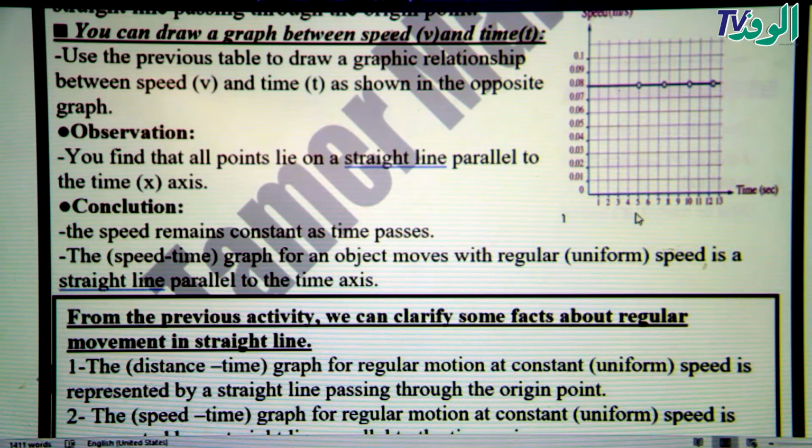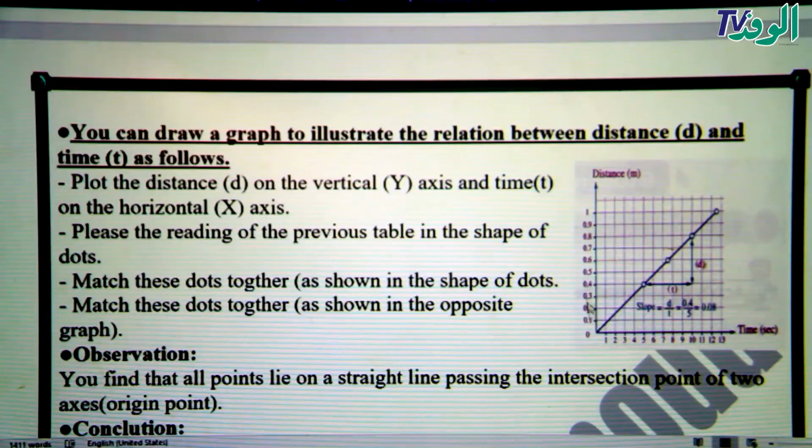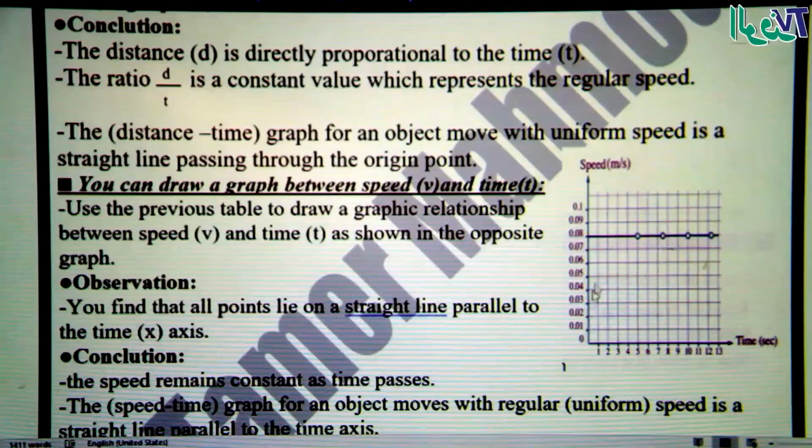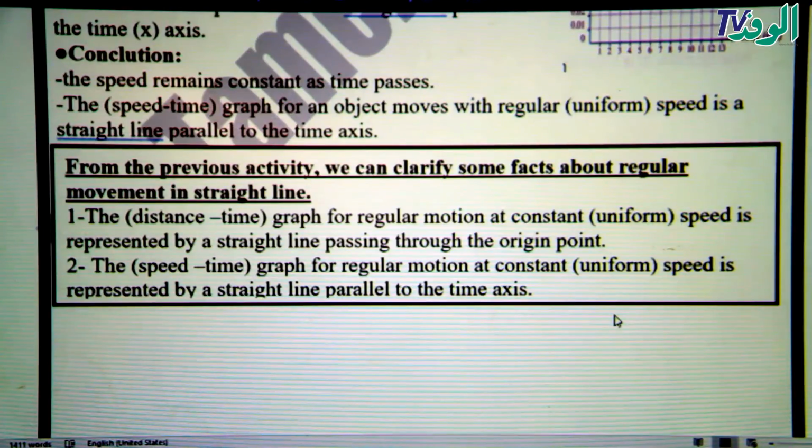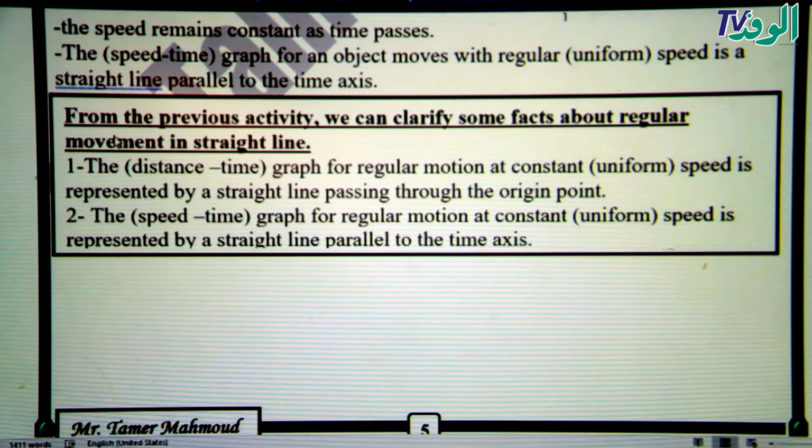So both graphs represent the motion of an object moving with regular speed, but on the distance time graph it is represented by a straight line passing through the origin, and on the vt graph, or speed time graph, it can be represented by a straight line parallel to the time axis, or x-axis. This is the conclusion we reached from the previous activity.